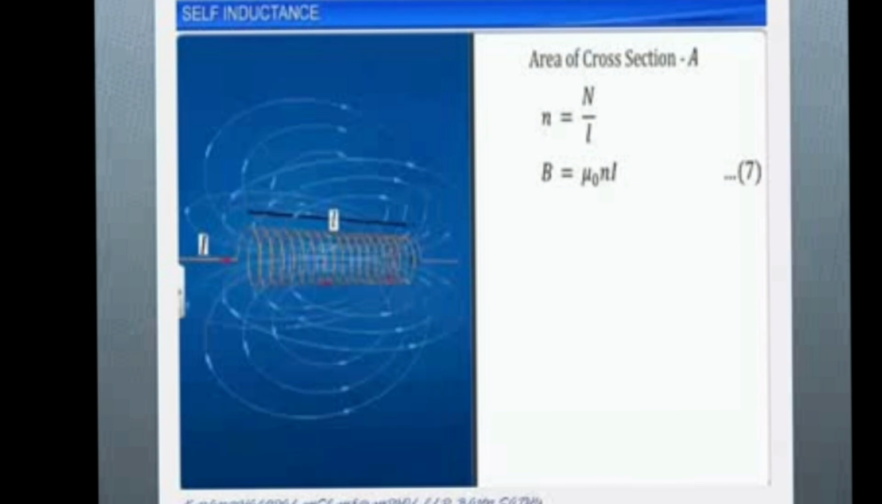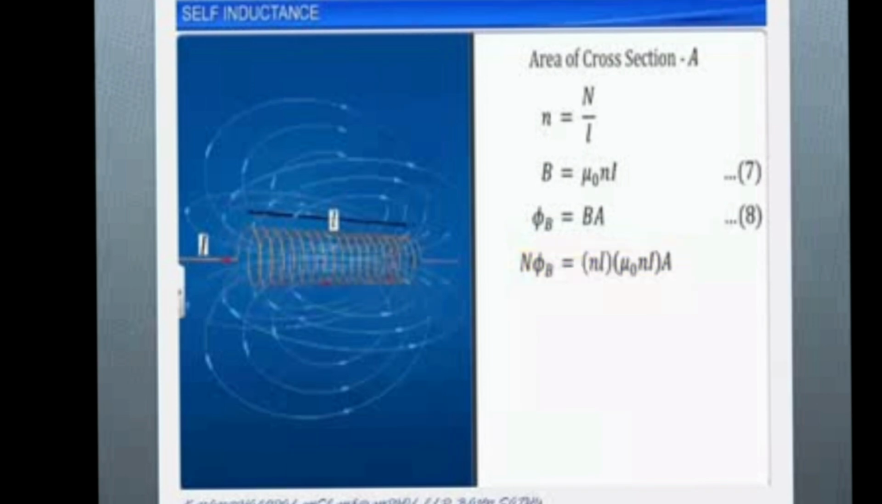B equal to mu naught n i. Mu naught is the permeability, n is the number of turns per unit length, and I is the current. The magnetic flux produced in the coil is phi B equal to BA cos theta, where cos theta becomes 1 since the angle is 0. That's why BA is here. So phi B equals BA, the magnetic flux through one turn. Now you can write N phi B.